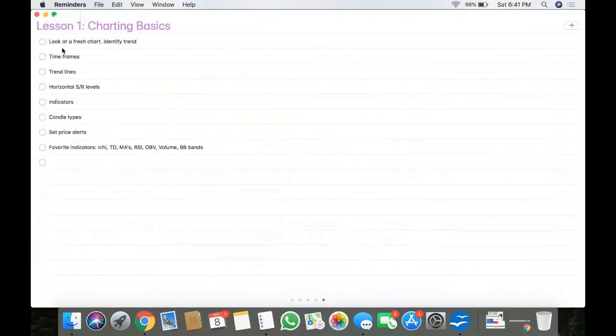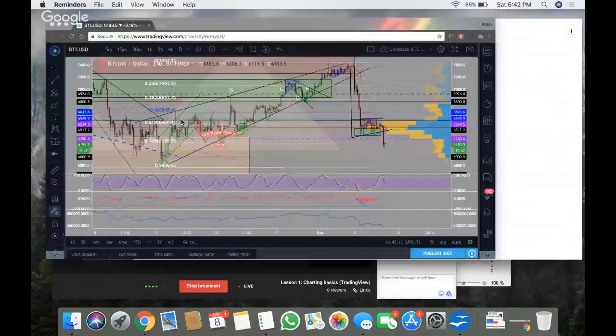Here are things we're gonna go through today. Okay, we're gonna look at a fresh chart, identify the overall macro trend, look at different time frames, how to draw trend lines, how to draw horizontal support and resistance levels, different indicators that are useful, different candle types like Heikin Ashi, bars, the Japanese candlesticks. We can learn how to set price alerts, and then I will go through some of my favorite indicators that I use. Okay? All right, let's get right to it.